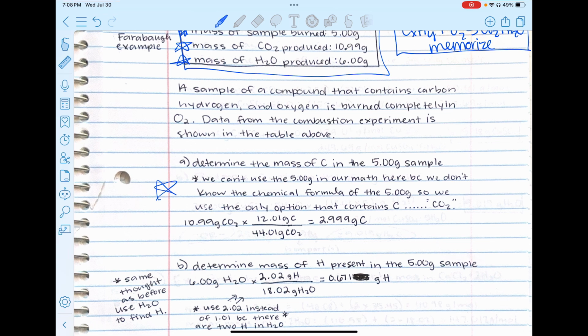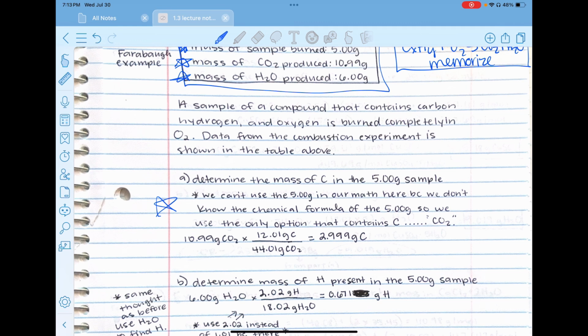So let's start there. We're going to start with our 10.99 grams of CO2 given in the table. Let's think. I need to figure out how to get carbon out of CO2. I have grams of carbon dioxide, so I need some sort of ratio that is carbon to carbon dioxide.